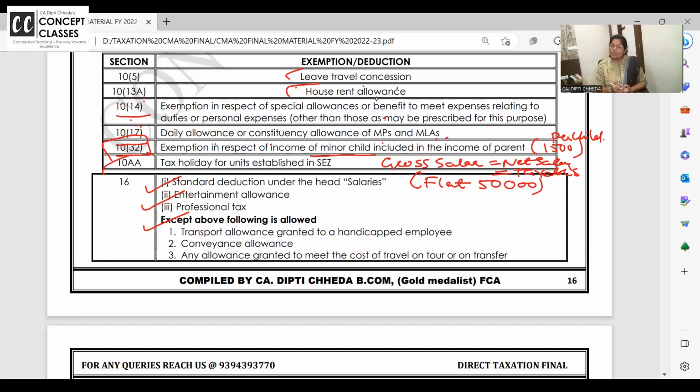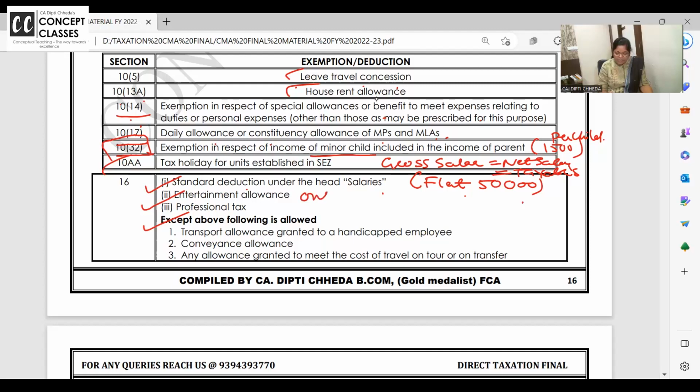That's why I'm telling you, watch the videos repeatedly. Some of you, if I'm saying standard deduction, you are going to house property. House property, GAV ka 30% milta hai. Not here, dear students. No problem. If you are learning it right now with me, that's the importance of the revision videos which I have provided. Standard deduction under the head salaries is flat 50,000.